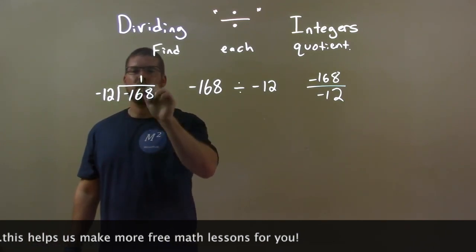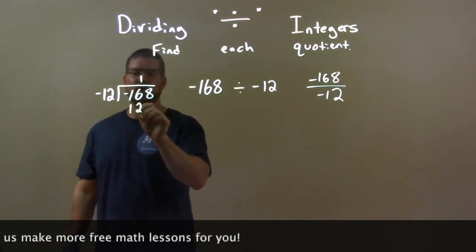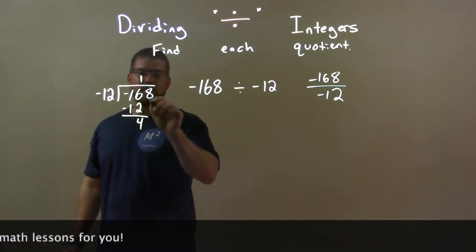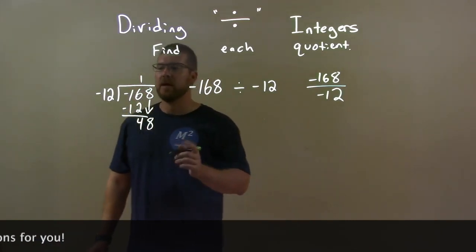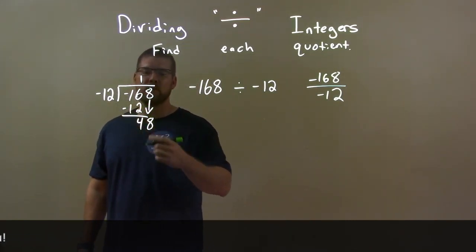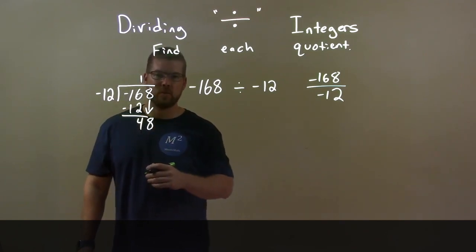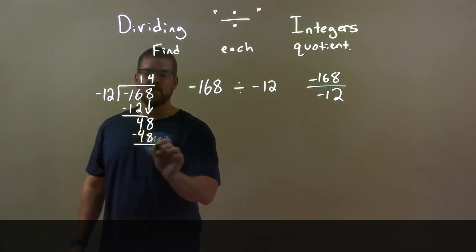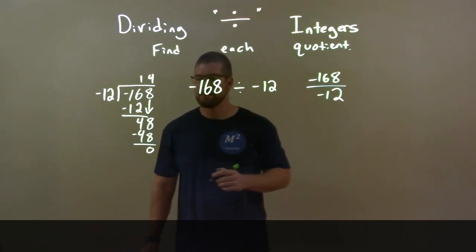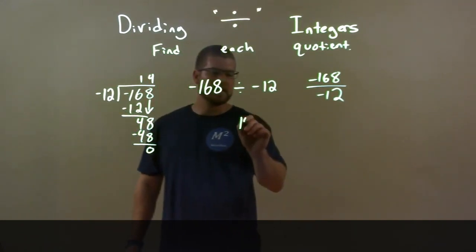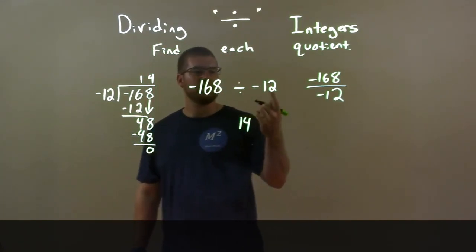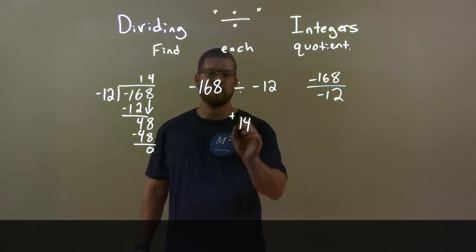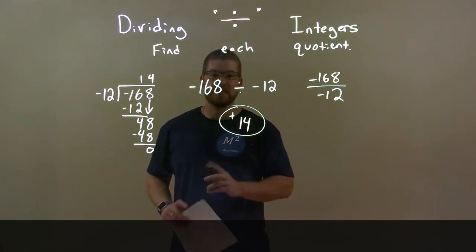12 goes into 16 one time, and 1 times 12 is 12. Subtract, 16 minus 12 is a 4, and I bring down the 8. Now we say, how many times does 12 go into 48? Or what times 12 is 48? That is just going to be a 4. 4 times 12 is 48. Subtract, and we get a 0. So we're kind of done here. We have 14 as the basis, but now we have to worry about the negatives. A negative divided by a negative is always a positive, and so our final answer here is just a positive 14.